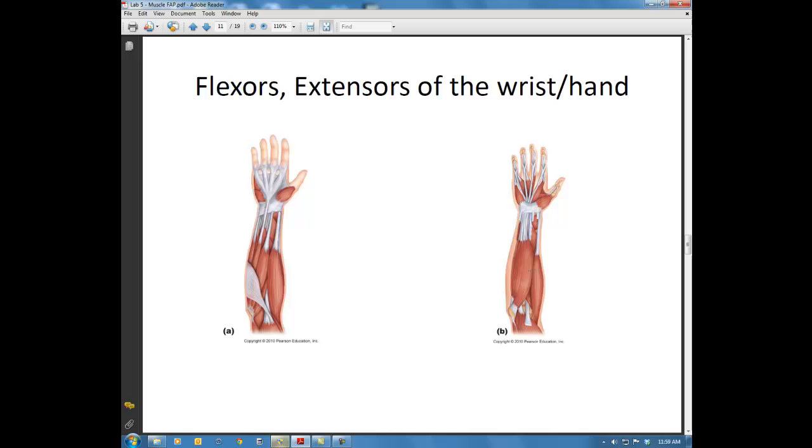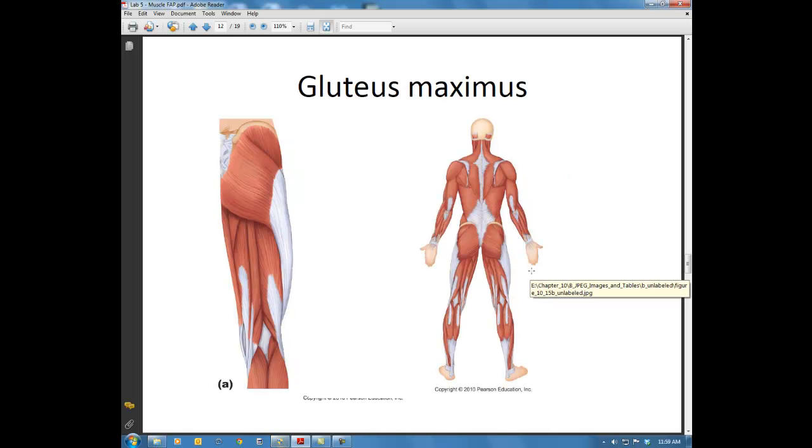Moving to the lower part of the body, the gluteus maximus is one of the major muscles that makes up what we call the buttocks. So this is a very large muscle. We look at its action. It extends the leg at the hip, so when you take your leg and lift it up behind you when you're standing, you're working that gluteus maximus muscle.